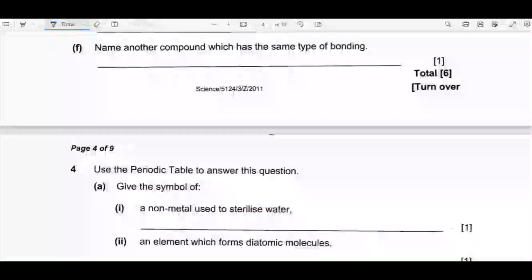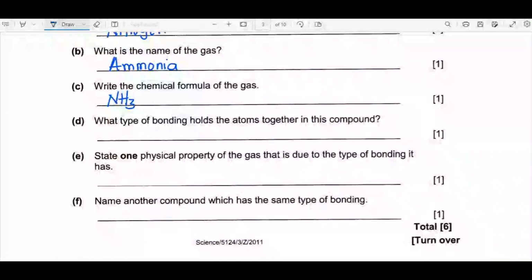What type of bonding holds the atoms together in this compound? Since we are dealing with non-metals, we have a covalent compound, which is covalent bonding. Or since we have seen that we are dealing with sharing of electrons, it is covalent bonding.